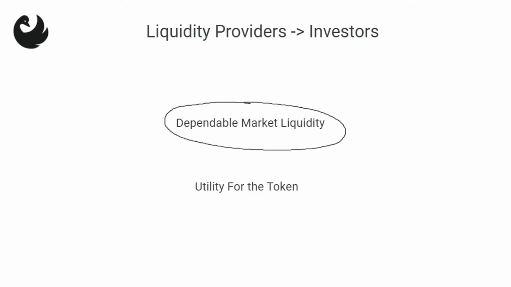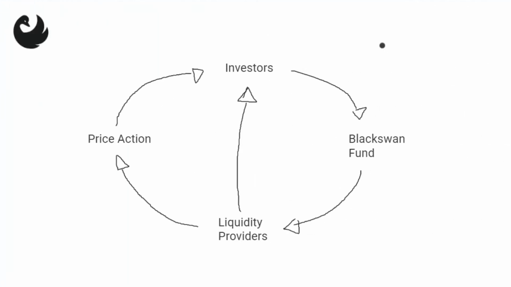So as I just showed, each and every one of these key members in the Blackswan ecosystem all benefit each other in order to create a token that is anti-fragile and has minimal downside risk and provides extreme utility to the entire community overall.